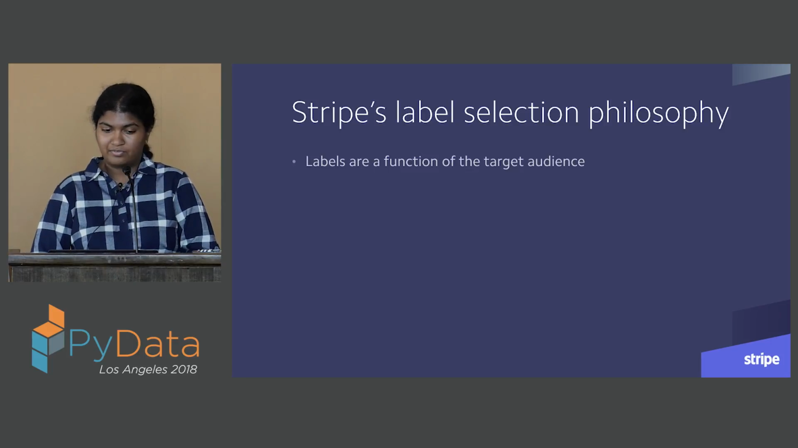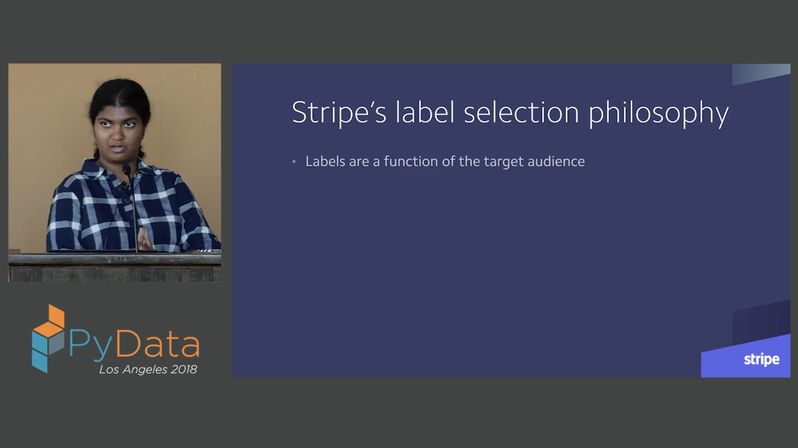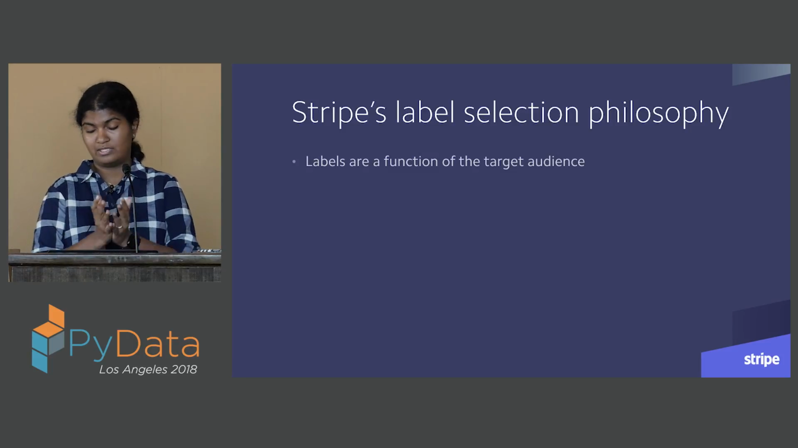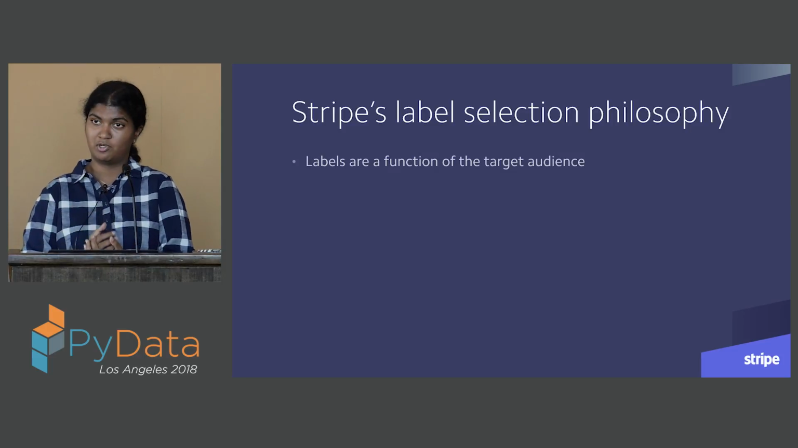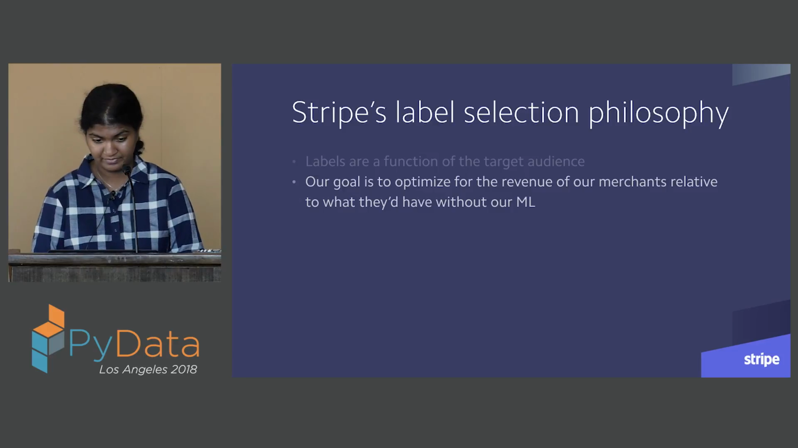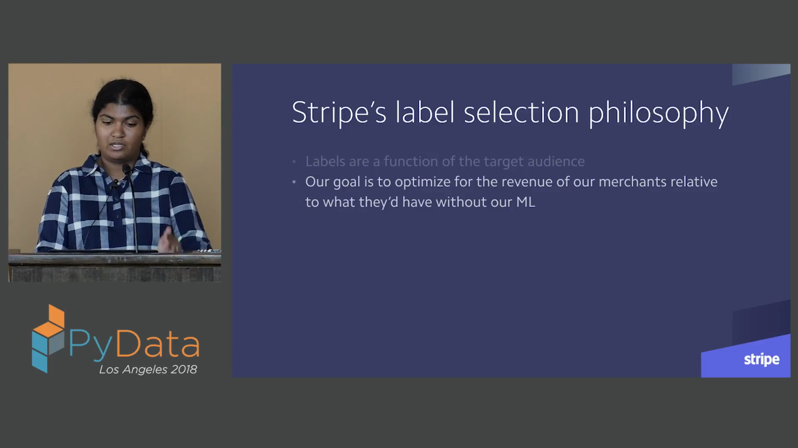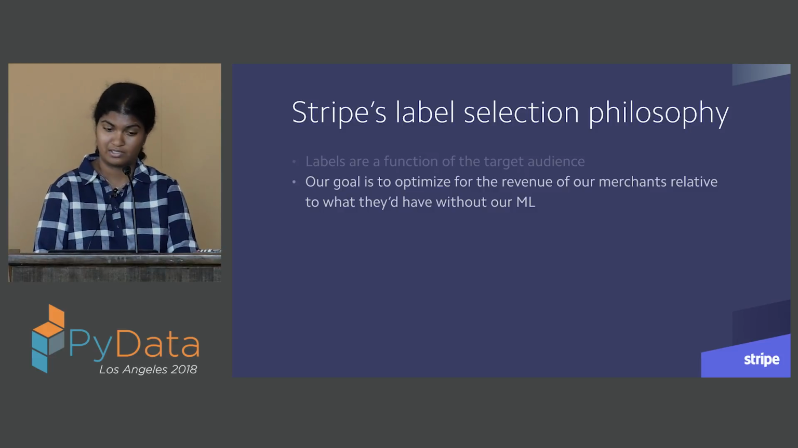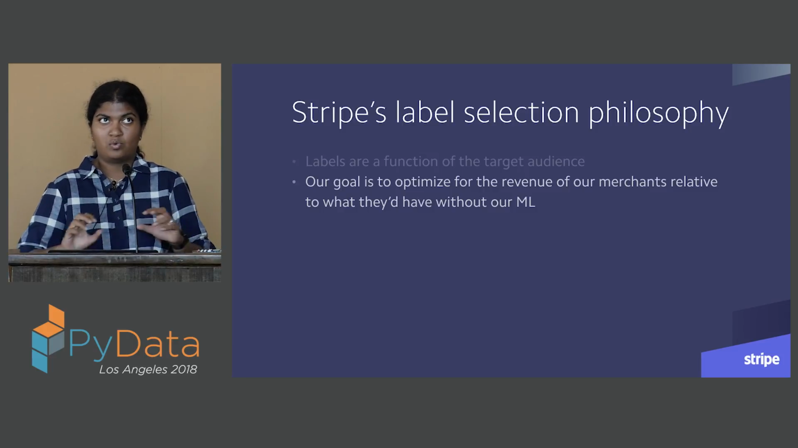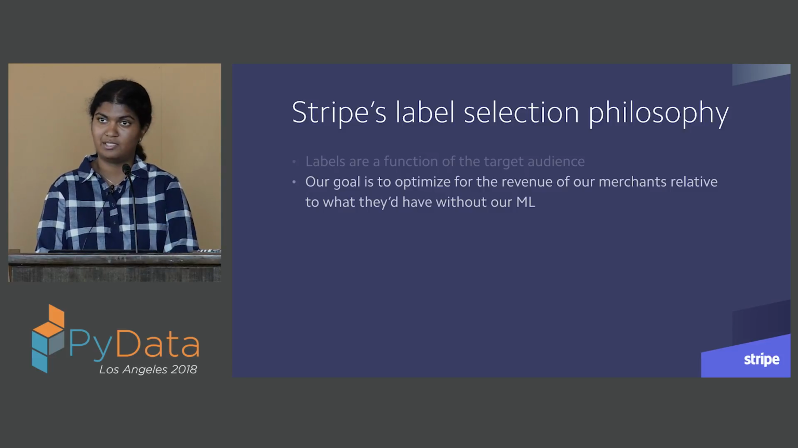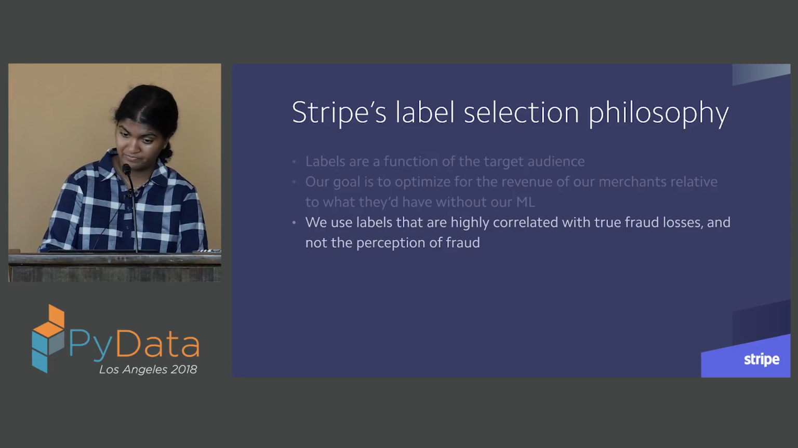So at the end of the day, for us, labels depend on our target audience, which more directly ties into what I was saying about how if we want to use merchant-specific judgments, that merchant has to be the target audience of the model. Ultimately, we're trying to optimize for the revenue of our merchants relative to what they'd have without our models. And this means that we want our models to block charges that they consider fraudulent in such a way that merchants are not going to be on the hook for truly fraudulent charges.